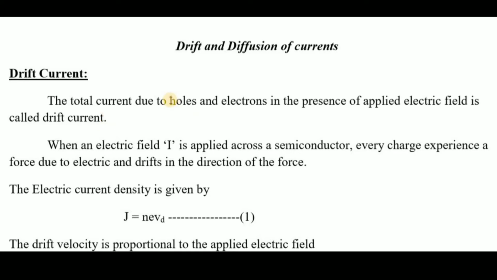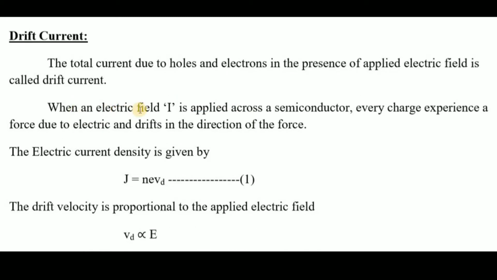In semiconductors, holes and electrons are responsible for conductance. In the presence of an electric field, the mobility of holes and electrons is called drift current. When an electric field E is applied across a semiconductor, every charge experiences a force due to the electric field and drifts in the direction of the force.